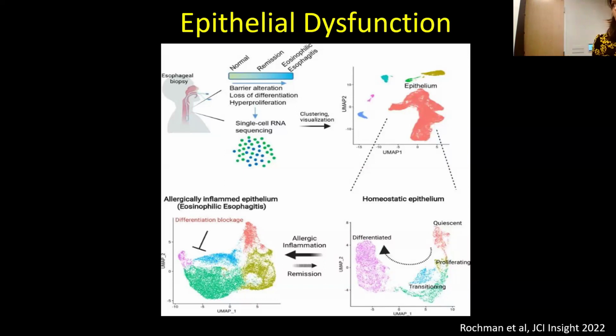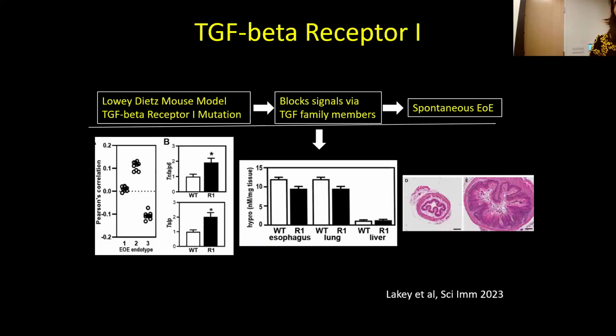What you can see in homeostasis is that you have this nice distribution. But if you look at the EOE esophagus on the far bottom left, you have a blockade of differentiation. So you get a very large accumulation of transitioning cells and a large accumulation of proliferating cells. Although this arrow seems to point back, you'll see that it's sort of broken, and that's because a lot of times it doesn't completely normalize. That's probably one of the reasons why this disease is ready to just rear its head again.